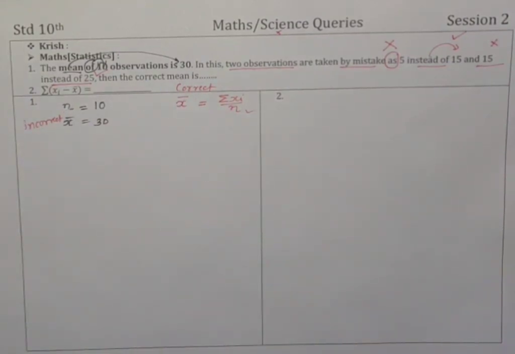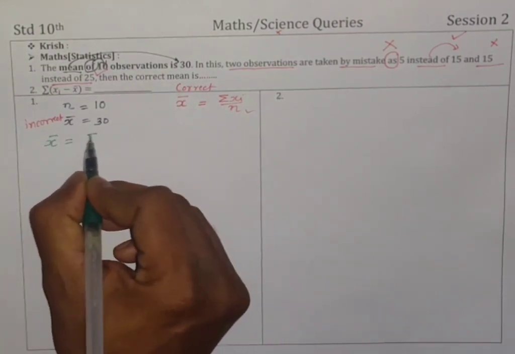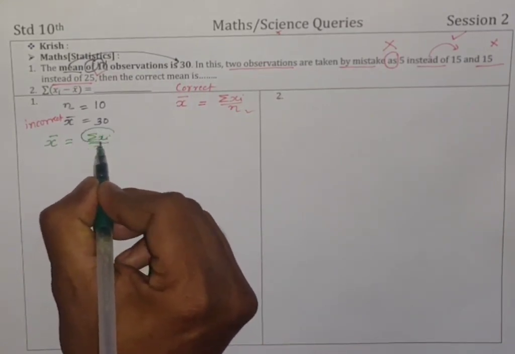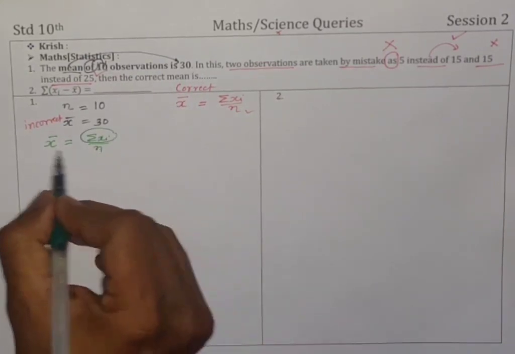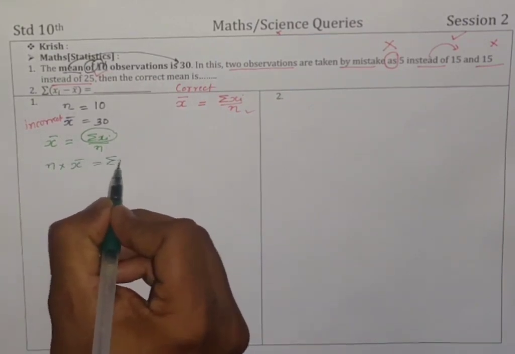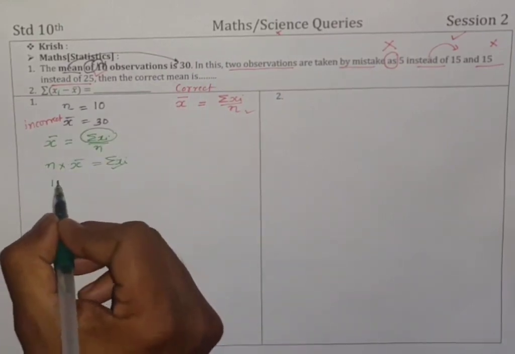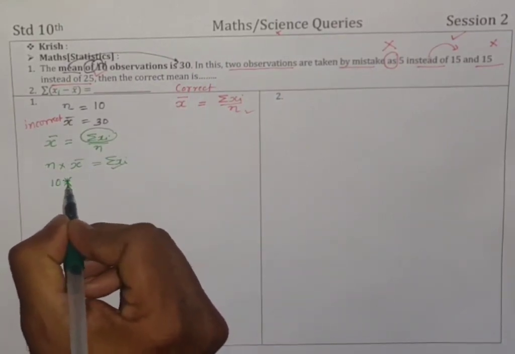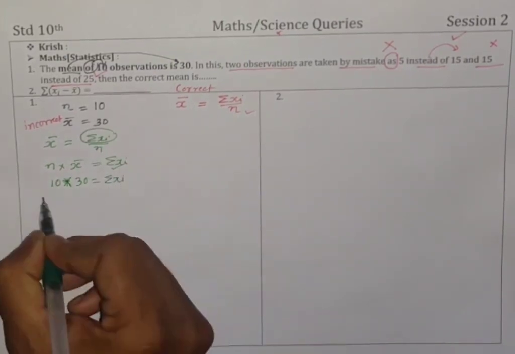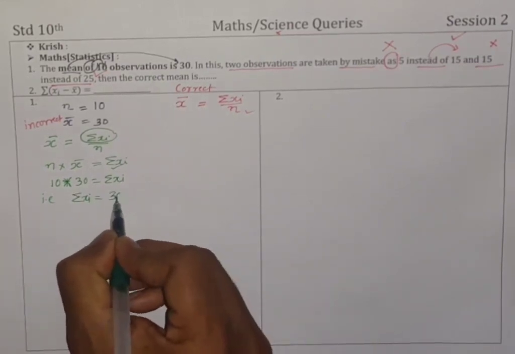Okay, children, now you know the formula. X bar is equal to sigma xi upon n, where sigma xi is the sum of observations. Take n to the other side, so n into x bar is equal to sigma xi. This is the sum of observations. Now n is 10 into x bar is 30, that is equal to sigma xi, i.e. sigma xi is equal to 300.